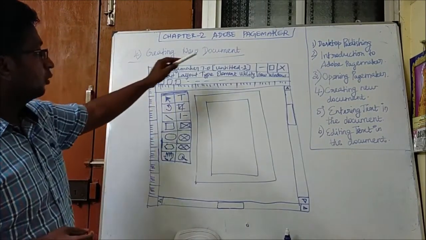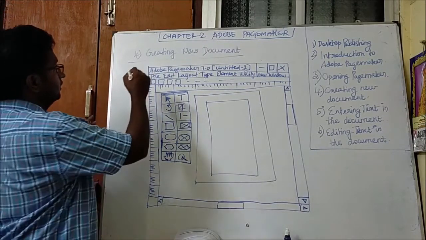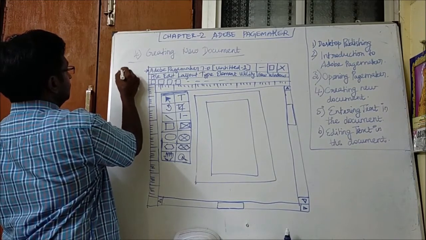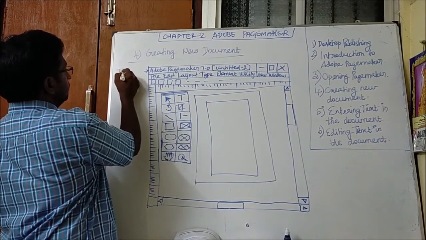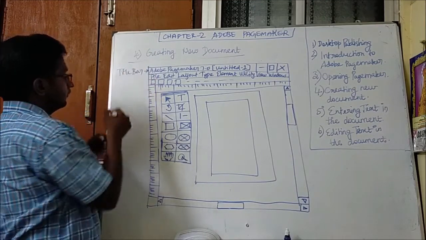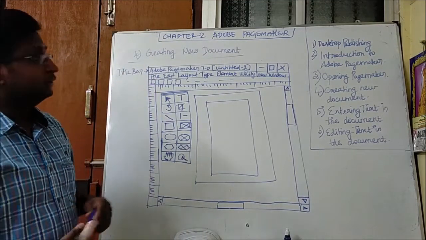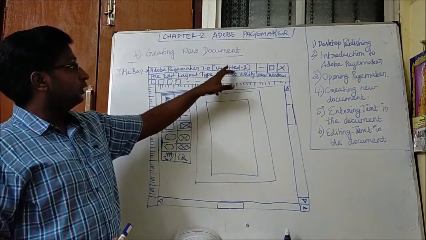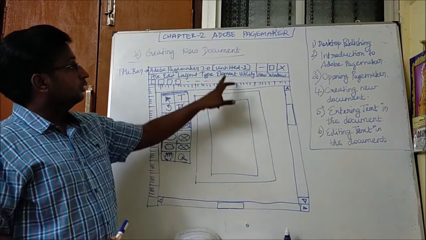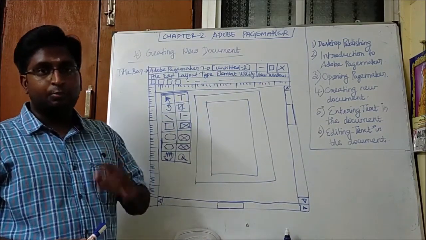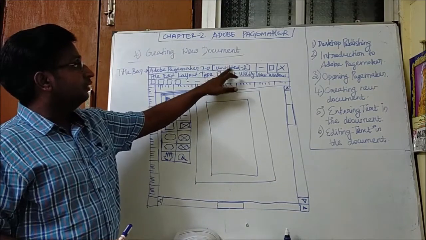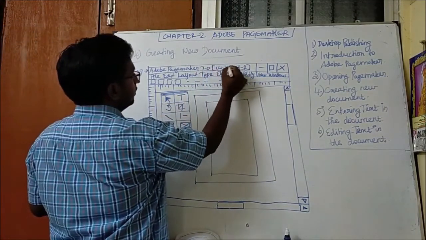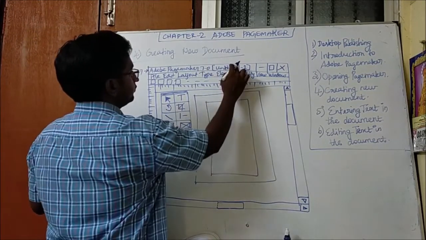In the empty document, the first one is the title bar. The title bar consists of the software name and the default file name. It is important, 1 mark. What is the default file name for Adobe PageMaker? It is Untitled-1. That is important, Untitled-1.